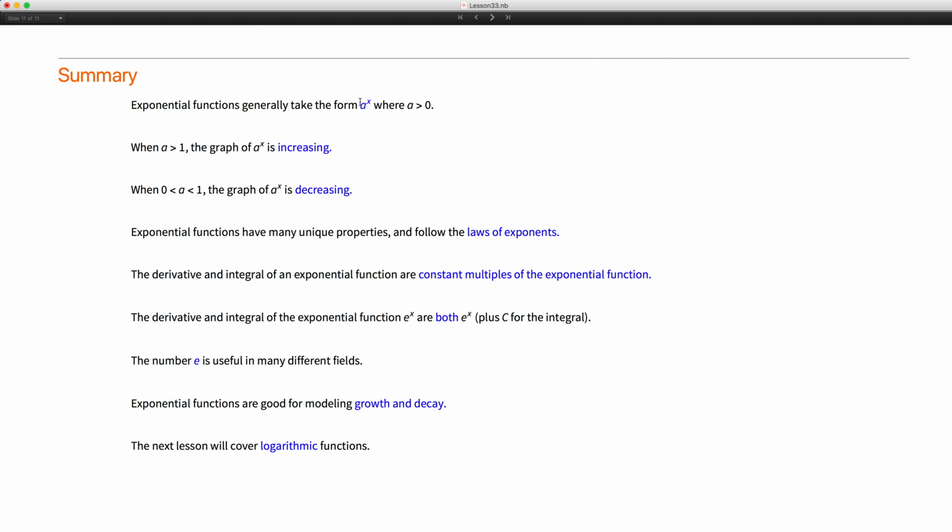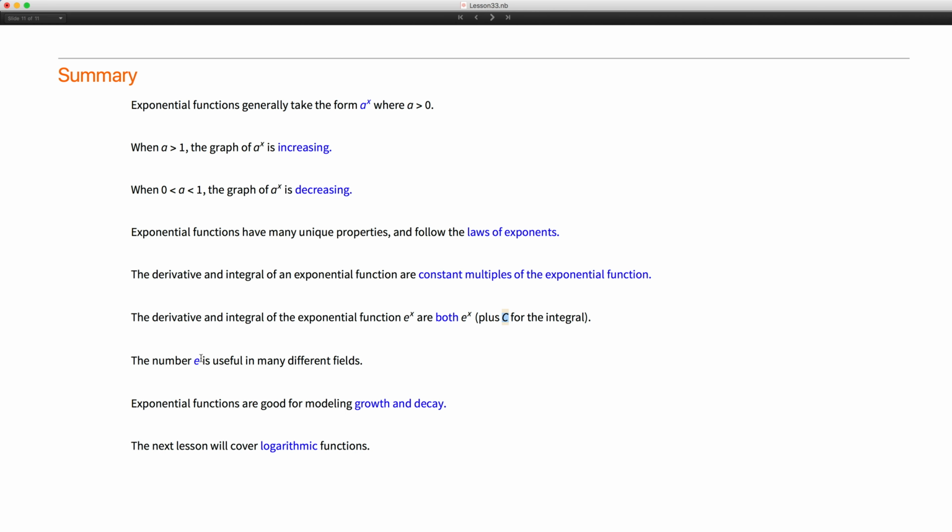Just to summarize, an exponential function is a function of the type a raised to the power x. If a is greater than 1, it's increasing. If a is less than 1, it is decreasing. And of course, there are many laws of exponents which are useful in practice. In general, the derivative and integral of an exponential function are constant multiples of the function. But the special number e has the property that e raised to x has its integral and derivative both equal to e raised to x, plus of course the constant c for the integral.